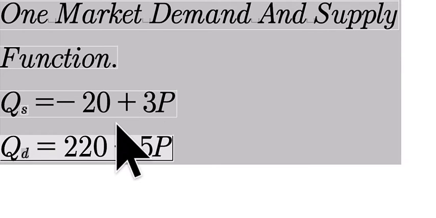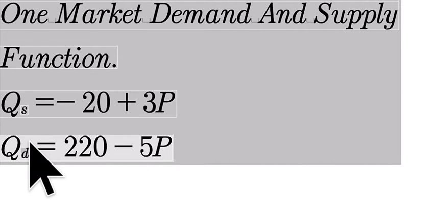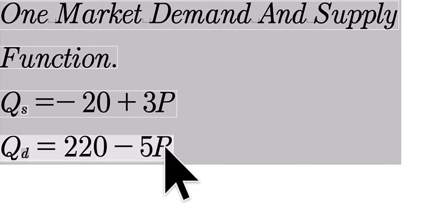In the same way, from the second equation, that is the demand equation, we have our constant to be 220 and our slope to be minus 5. It shows that the a priori expectation is that when you differentiate QD with respect to P, we have something less than 0. This shows a negative relationship between quantity demanded and the price.